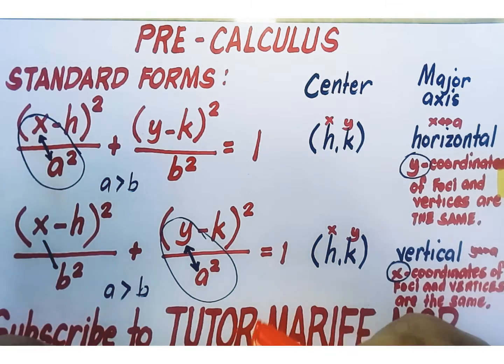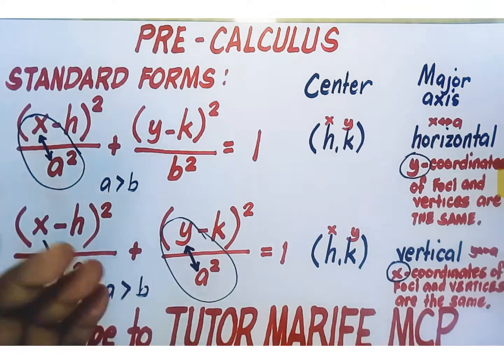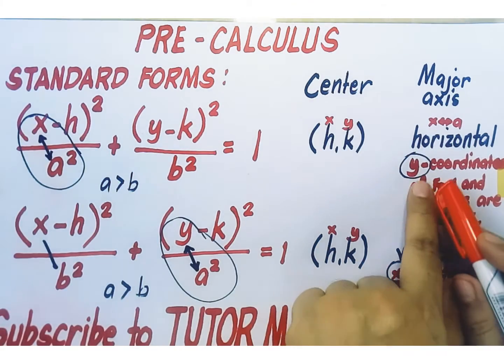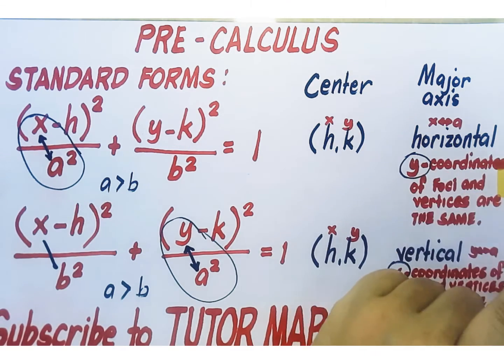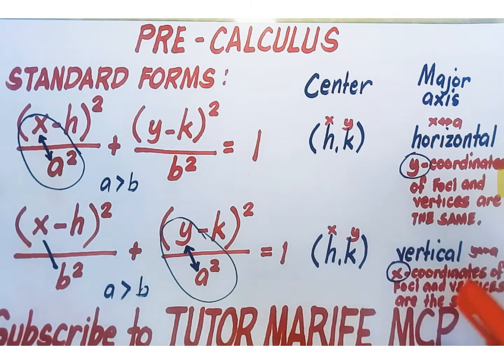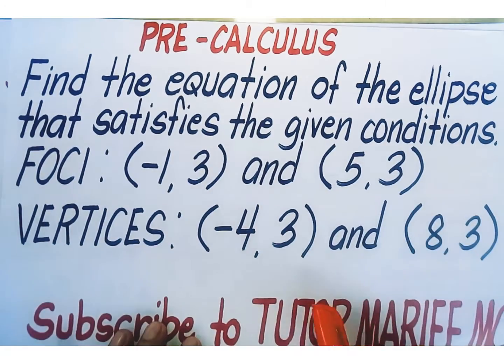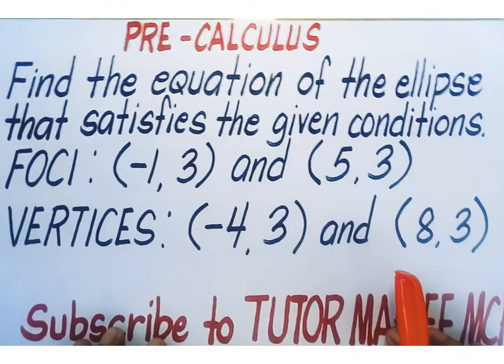Another way is by inspection. If the y coordinates of the foci and the vertices are the same, then the major axis of the ellipse is horizontal. If the x coordinates of the foci and the vertices are the same, then the major axis of the ellipse is vertical. Let's refer back to the given coordinates of the foci and the vertices.